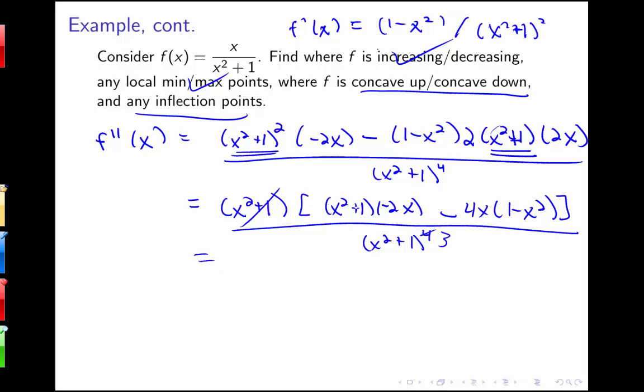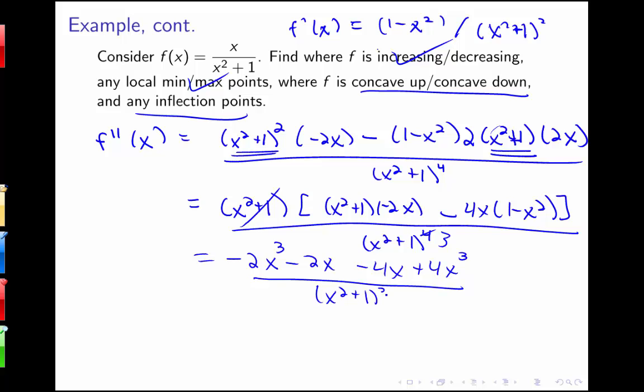So let's see. If I multiply this through, I've got negative 2x cubed minus 2x minus 4x plus 4x cubed all over this x squared plus 1 to the third power. So this simplifies to 2x cubed minus 6x all over x squared plus 1 cubed. Okay, so that was a little bit of work, but we got our second derivative.